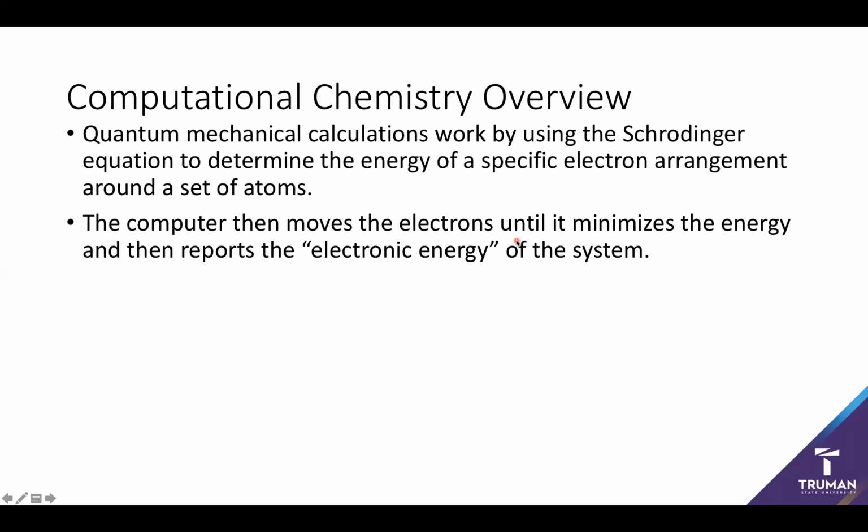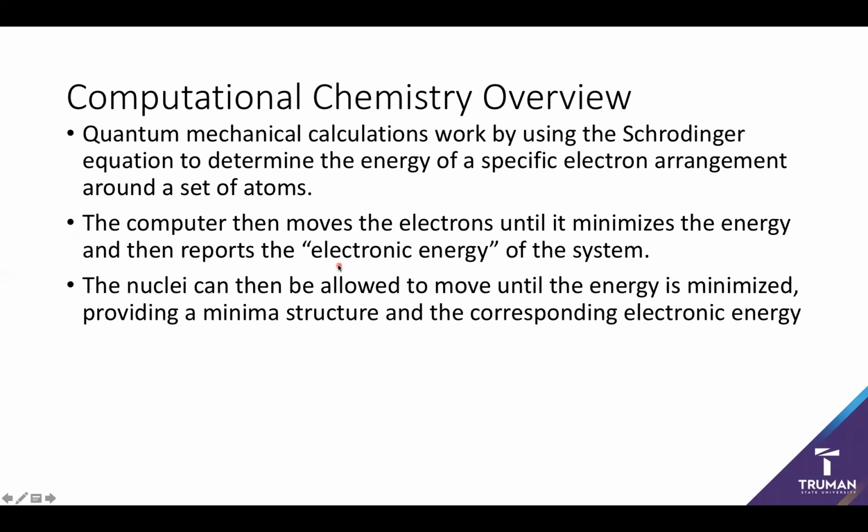And once it's done several steps and the energy appears to be unchanging, this is what's going to be called the electronic energy of the system. This is just the energy associated with moving the electrons. However, there's no guarantee that we started with our nuclei or our atoms in the right location. So typically the next thing that you'll do is allow the structures, the nuclei, to move around until their energy is minimized.